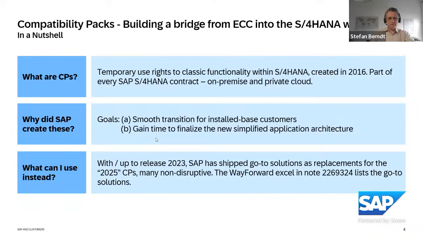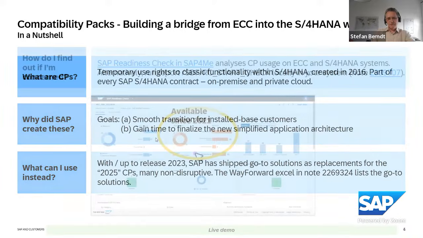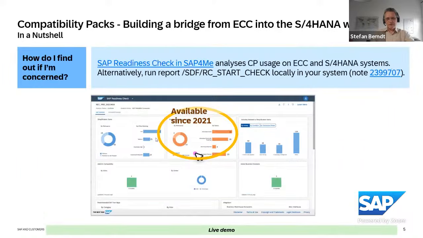If you are interested to understand where, if, and which compatibility package you actually use, we have certain tools that should help you here. The first thing is the SAP Readiness Check, which you find on our SAP for Me portal. It is run in your system, collects information, then evaluates it and shows you the various information which is relevant for a conversion to S/4, but also for upgrades within S/4.